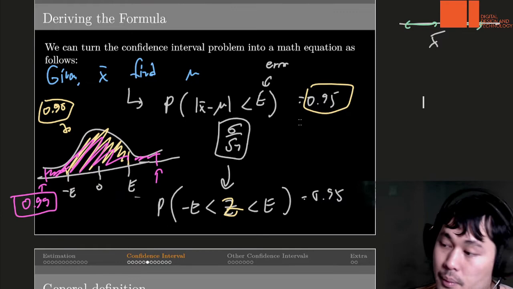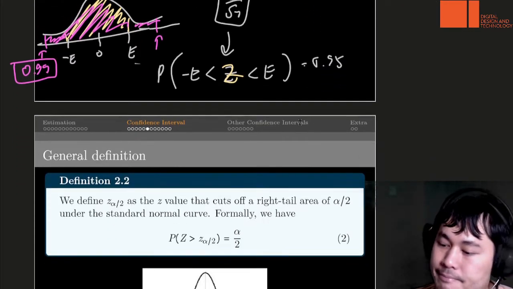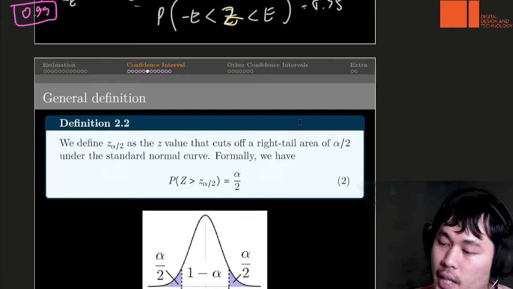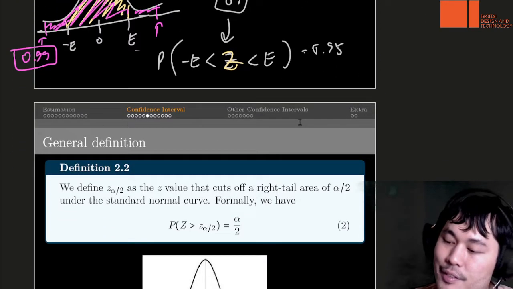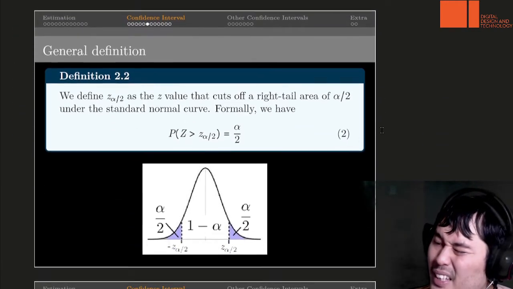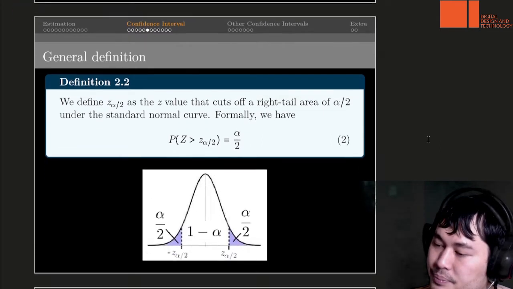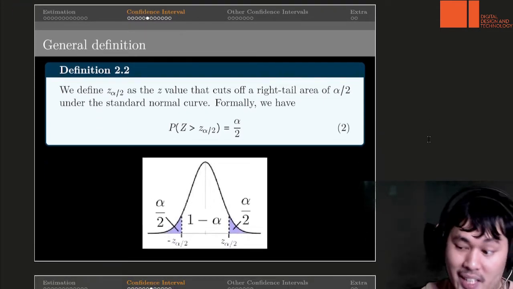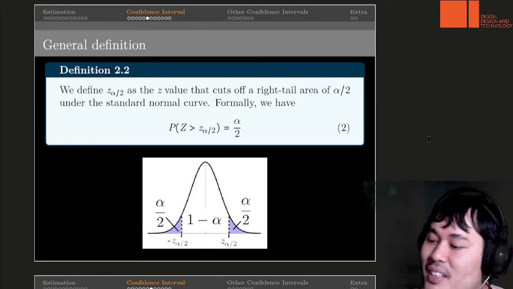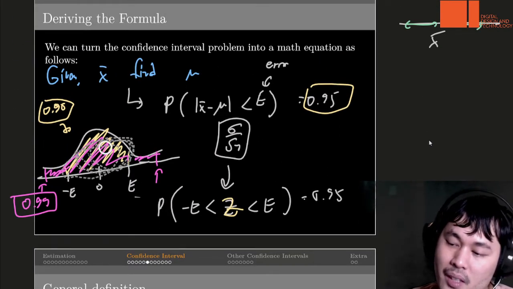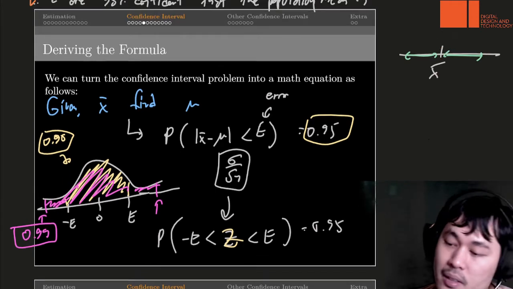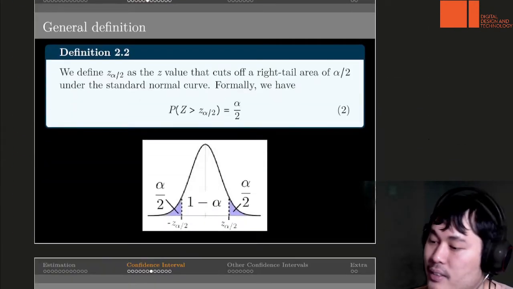So this was for 95, but in general, if you want the area to be anything else, there are actually two ways to derive this, but the way the textbook uses is: instead of looking for the area within the region you want, look at the area outside the region instead.